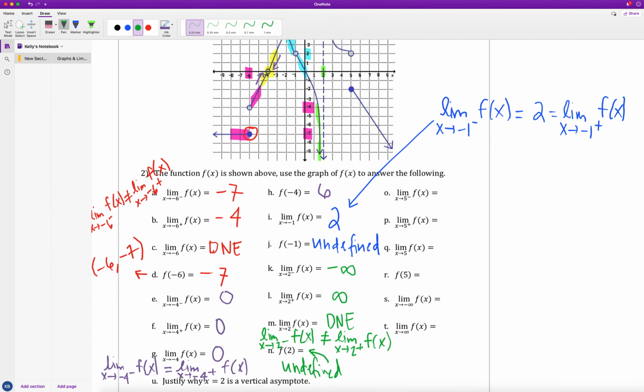Okay, we have a couple more left here. I'm going to have you do the same thing that we've been doing, so why don't you pause the video and finish off this third column, so O through T, and then we will check those.